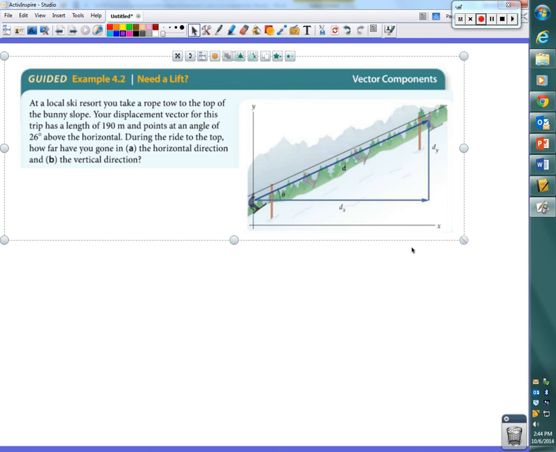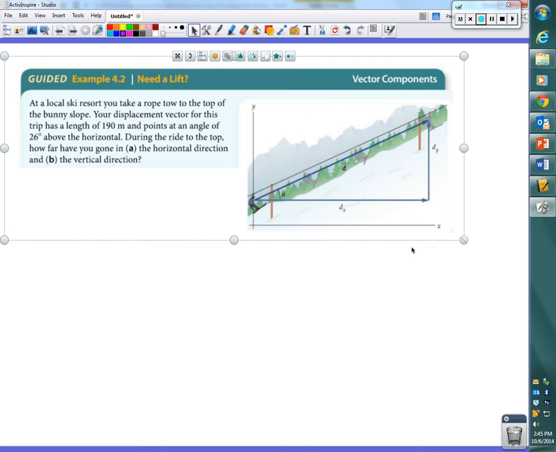Alright, so example 4.2 says, need a lift. At a local ski resort, you take a rope tow to the top of the bunny slope, because you are a risk taker. Your displacement vector for this trip has a length of 190 meters and points at an angle of 26 degrees above the horizontal. During the ride to the top, how far have you gone in the horizontal direction? How far have you gone in the vertical direction?